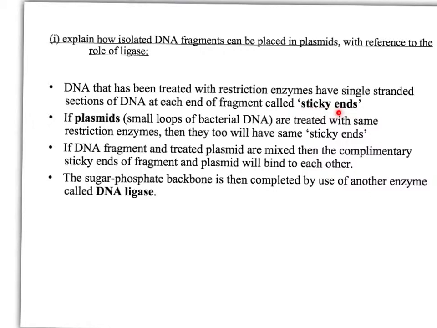Okay. Now, if we cut a plasmid with the same restriction enzyme as we've cut a piece of DNA, the loop of the plasmid will be cut open, and each end of the loop will have a sticky end complementary to the gene that we've also treated with our restriction enzyme. And the joy of that is that the sticky ends of the gene will be complementary to the sticky ends in the plasmid, and therefore the gene will fit into the plasmid.